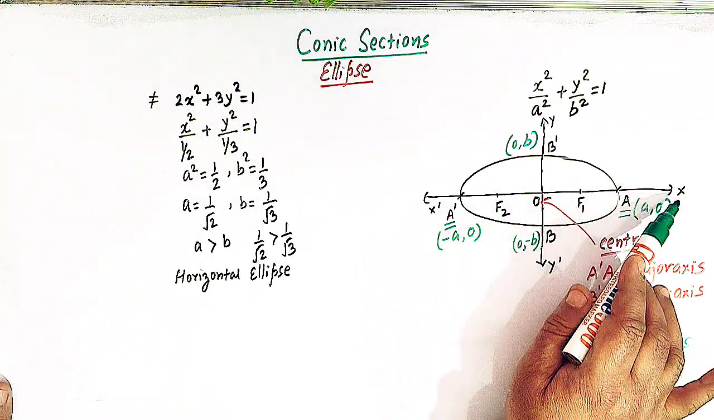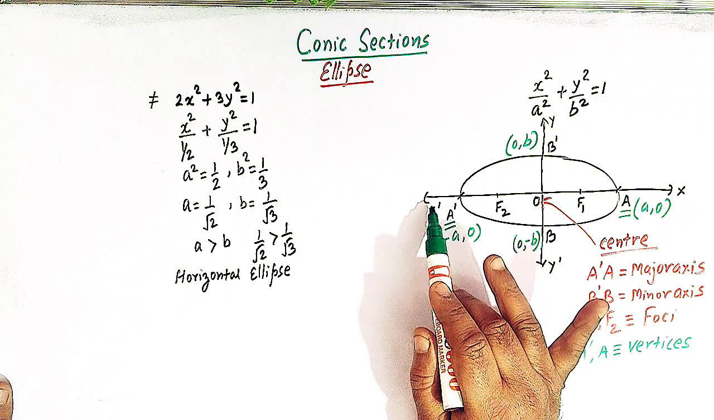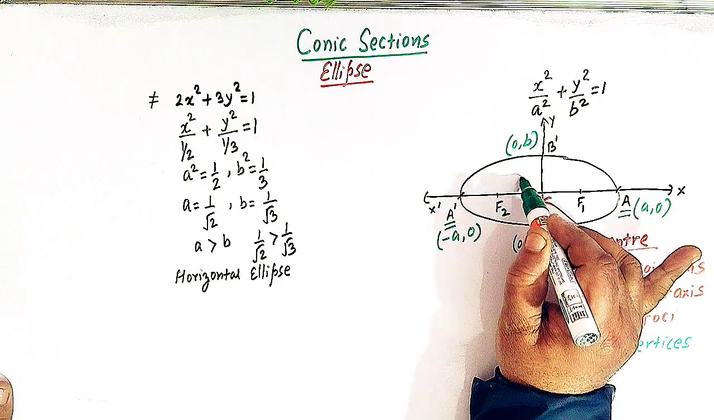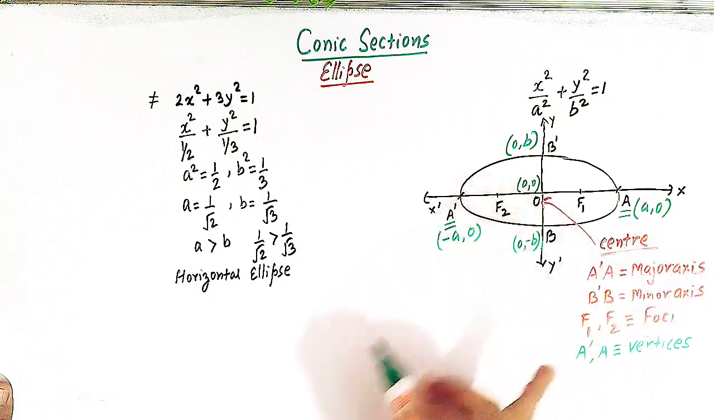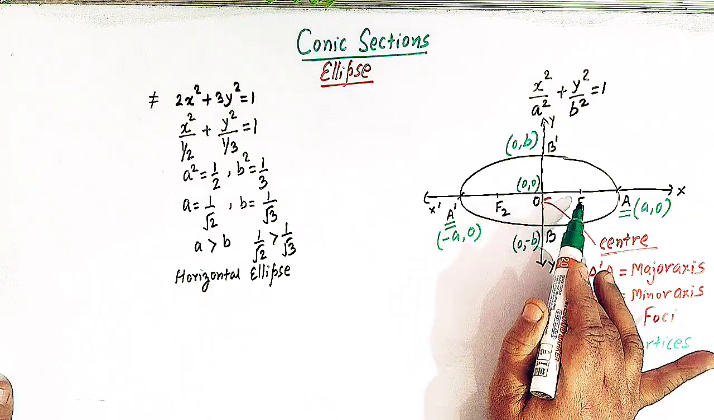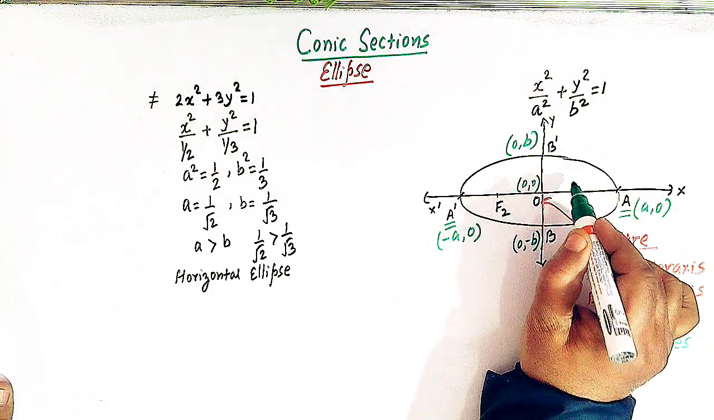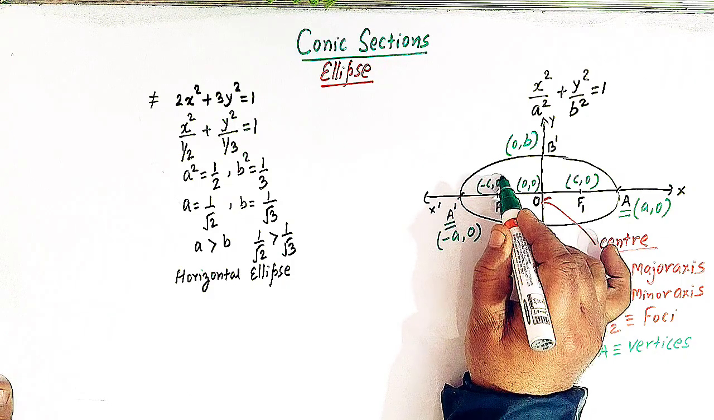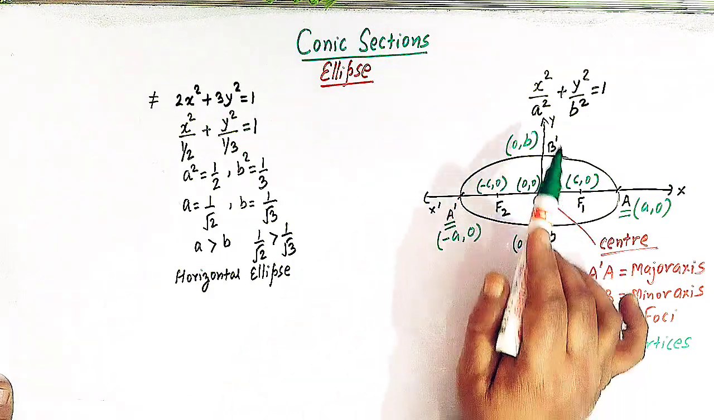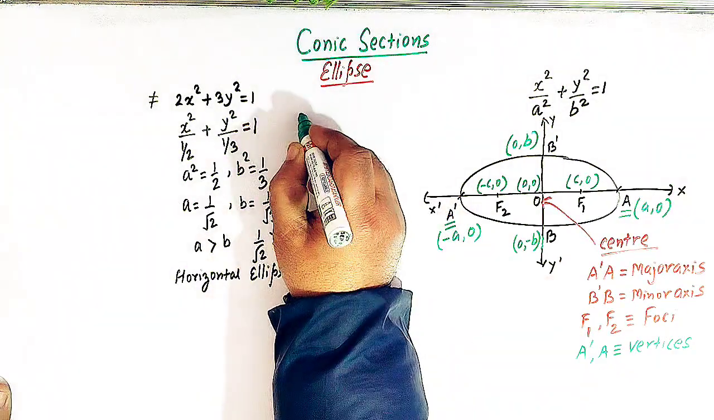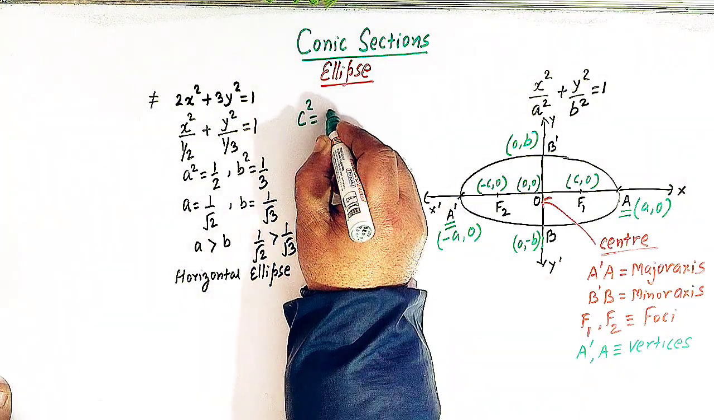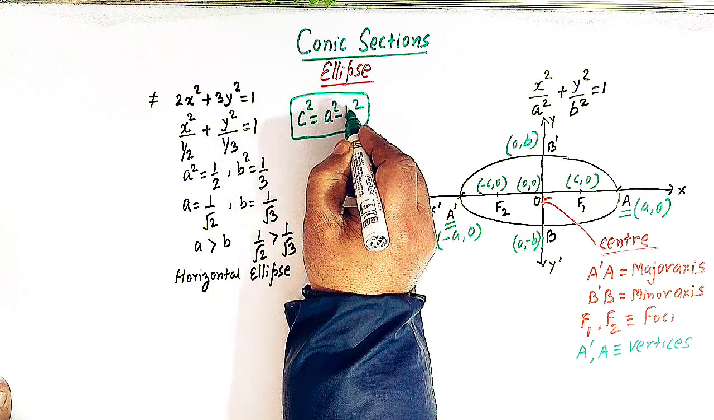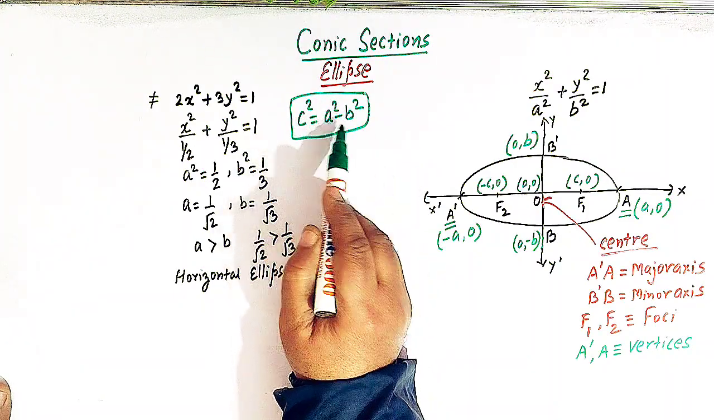So the intersection of x-axis and y-axis, which are respectively the major axis and minor axis, this point O is the origin. So this has coordinate 0 comma 0, and F1 and F2 are the two focus. So F1 has coordinates c comma 0, and here we have minus c comma 0, right? And the relation between A, B, and C is given by C square is equal to A square minus B square, right? So this is an important relation which connects C, A, and B.